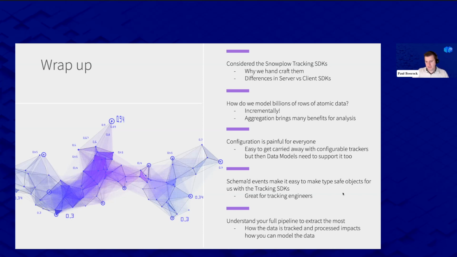The schemas make it easy for us to track type-safe objects, and that's where we're exploring auto-generation right now. And then really understand your entire pipeline, your warehouse, your trackers, your data models, what's happening inside the pipeline, so you can deeply understand where your data is coming from and where it's going. And that is a wrap.